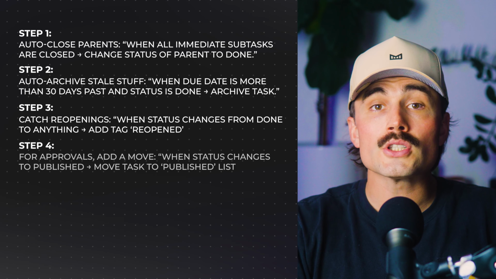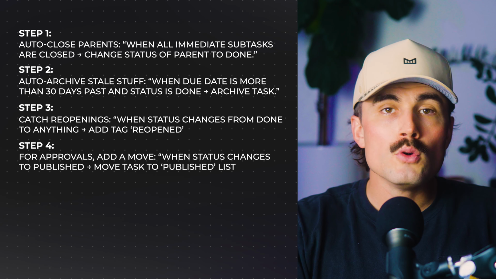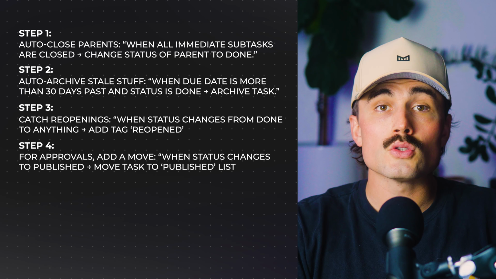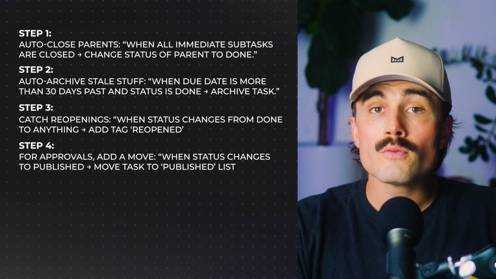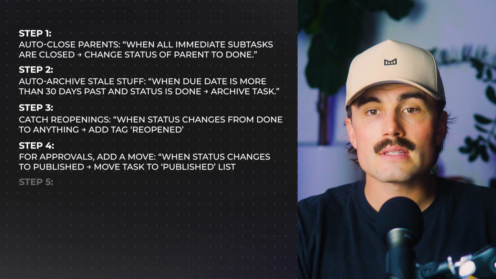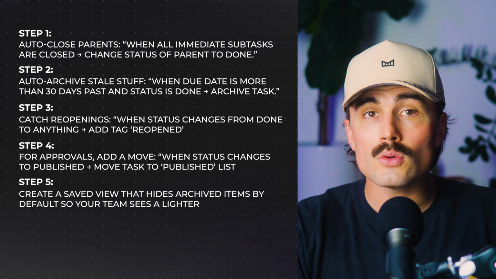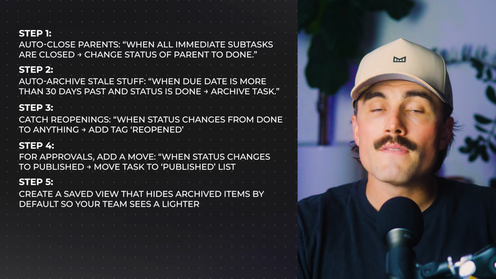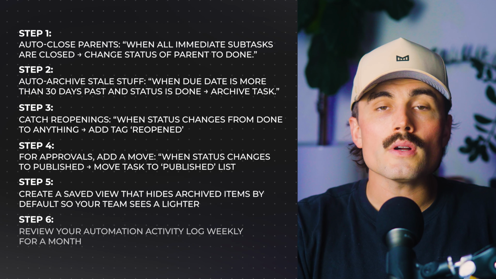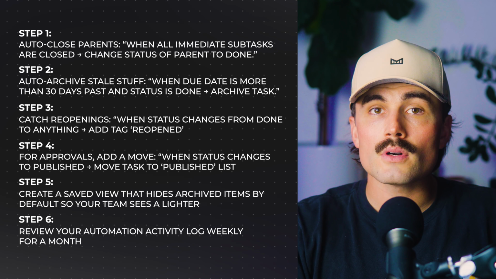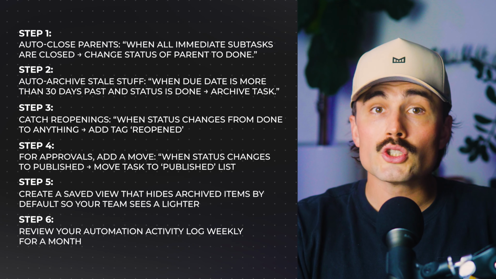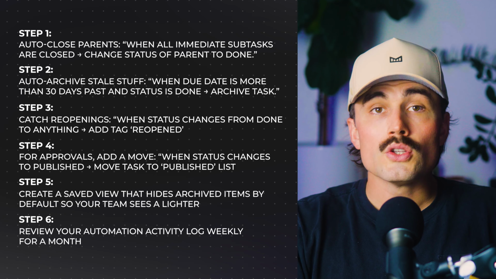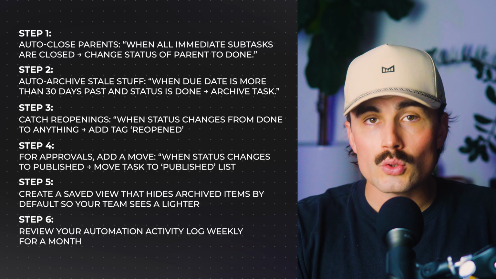Step 4, for publishing or approvals, add a move. So when status changes to published, move task to published list and remove watchers who don't need the noise. Step 5, create a saved view that hides archived items by default so your team sees a lighter, focused board. Step 6, review your automation activity log weekly for a month. If something closed that shouldn't have, add a condition. If something lingered, tighten your rule. You tune a system like you'd tune a guitar.